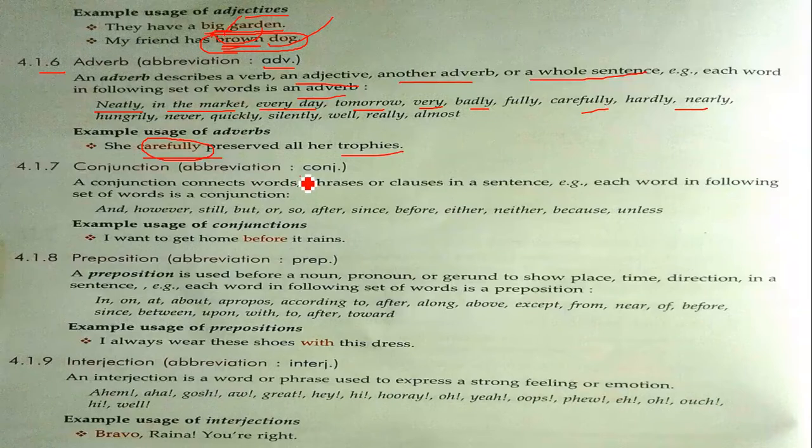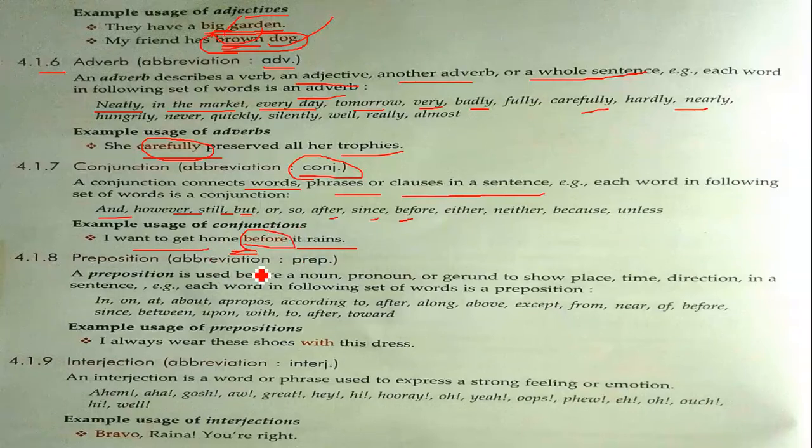Conjunction, abbreviation CONJ dot. The definition: a conjunction connects words, phrases or clauses in a sentence. Like and, however, still, but, after, since, before, these are conjunction words. In a sentence we can understand better: I want to get home before it rains. Here this "before" is connecting the two parts, I want to get home and it rains. So "before" is connecting the two things.